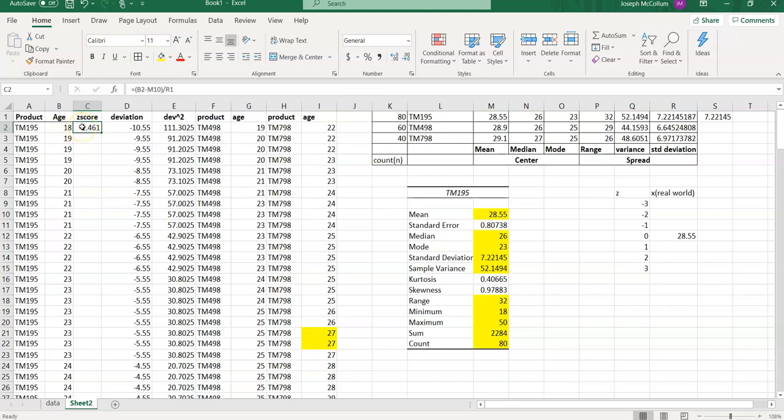Once I've written the formula right, I can copy it down. The problem is it's not correct yet. I would pause the video, see if you can fix it, and then I'll move on.